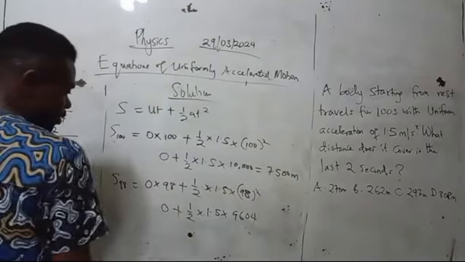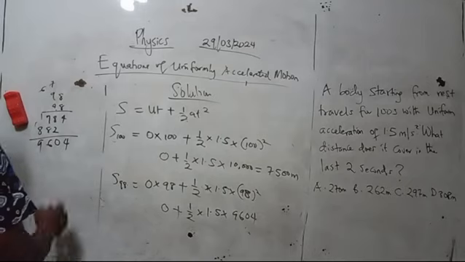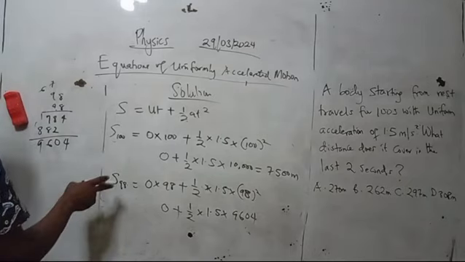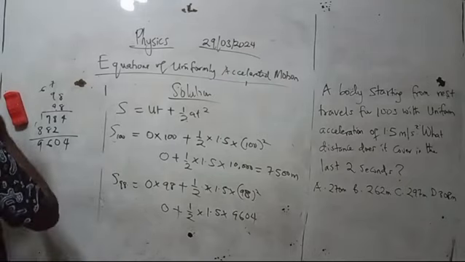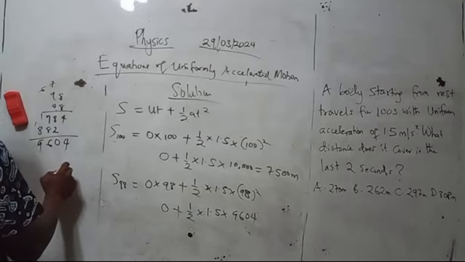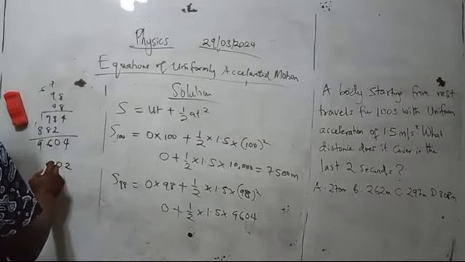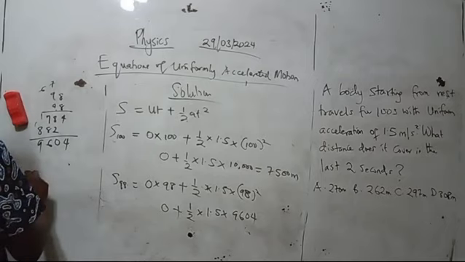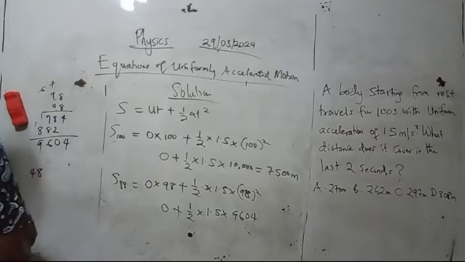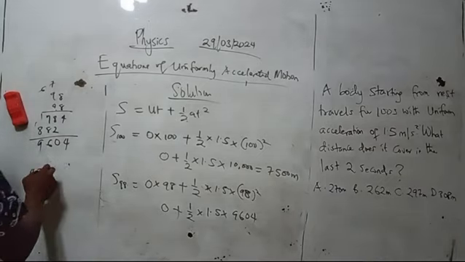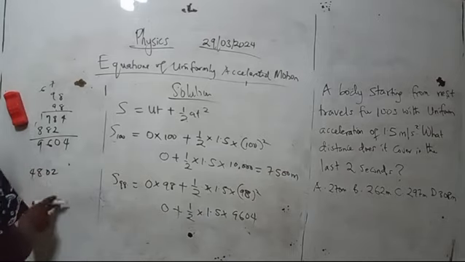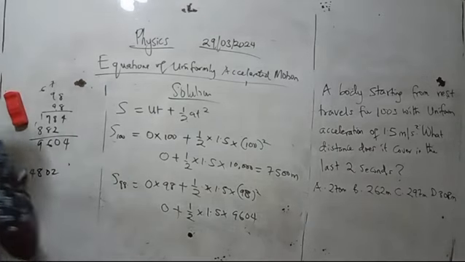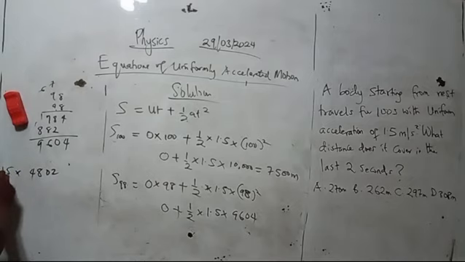If you divide 9,604 by 2, we have 4,802. 96 divided by 2 is 48, so we have 4,802 times 1.5, which is 15 over 10.